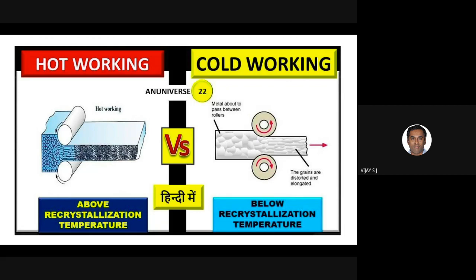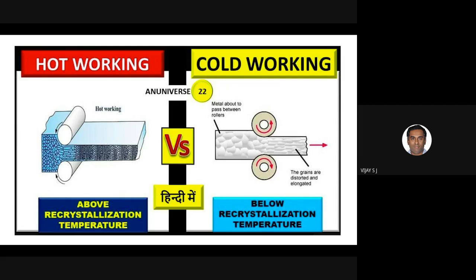For aluminum, the recrystallization temperature is around 250 degrees Celsius. Because I've been working on aluminum, I know all these values. But if you ask me about titanium, I may not know, because I have never worked on titanium. If you start to work on titanium, you will also understand about titanium. So you cannot expect a material scientist to know everything. It is about learning things for what is required. So here, for aluminum, 250 degrees Celsius becomes the recrystallization temperature.